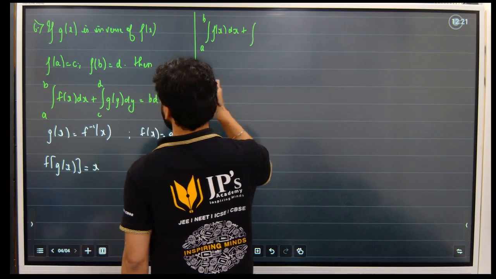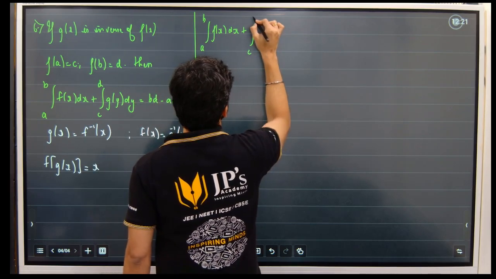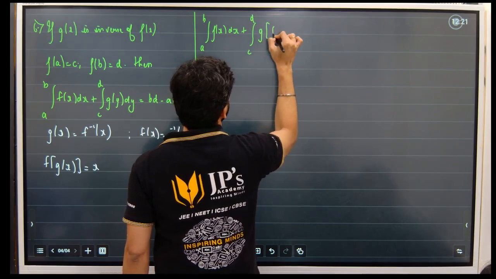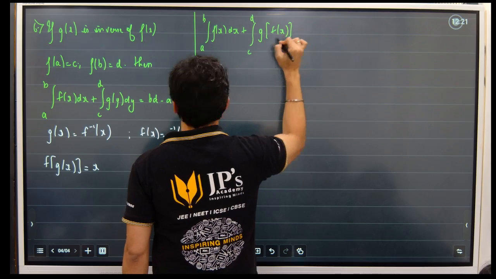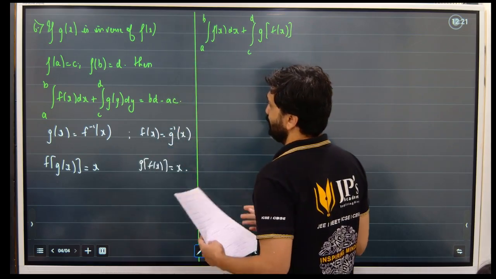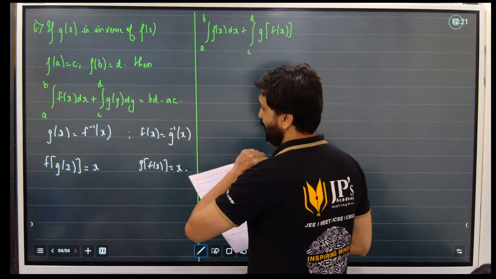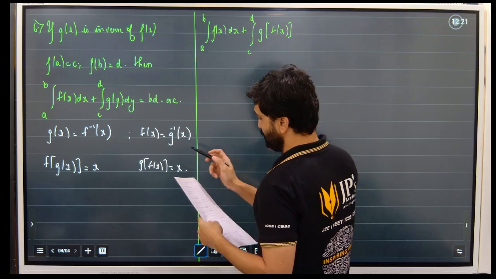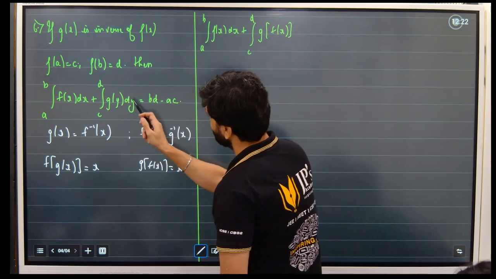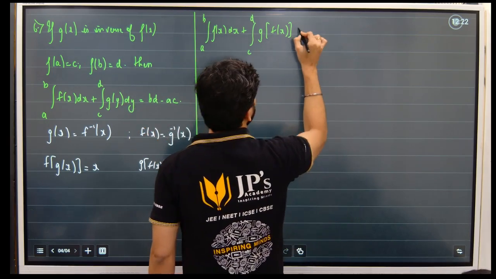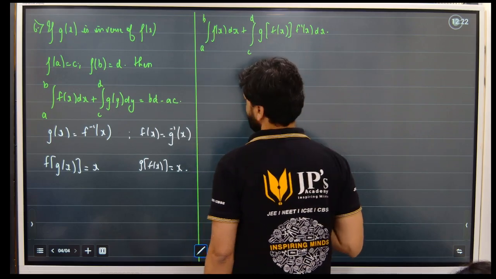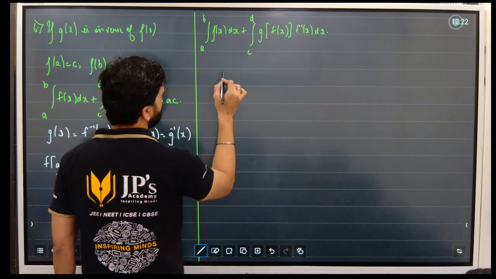Now we all know that y is nothing but a function of x. So g of f of x. Now I know that g of f of x, and I know that y is f of x, so its derivative will become f dash x into dx. Okay, let me explain this to you.